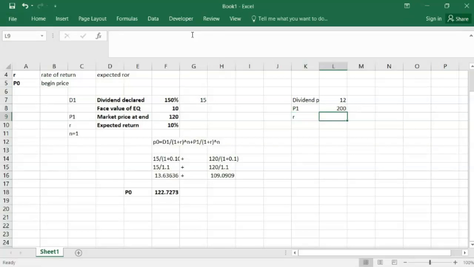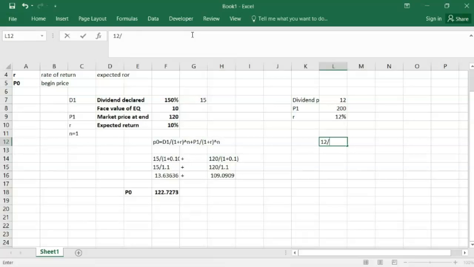And the expected rate of return is given as 12%. You need to calculate the intrinsic value. So in a similar way, you just calculate the dividend. The dividend, 12 rupees, divided by 1 plus r to the power n, calculated for 1 year. So as it is, I am taking 1 plus 12 divided by 100.